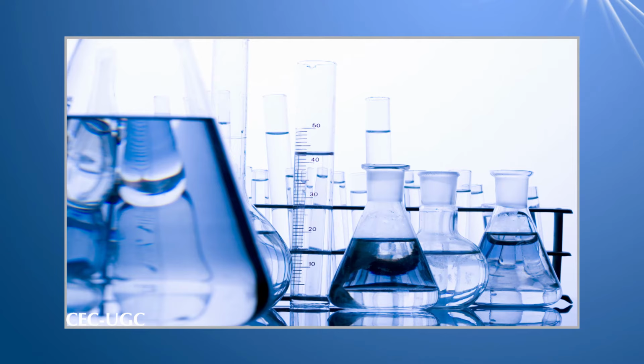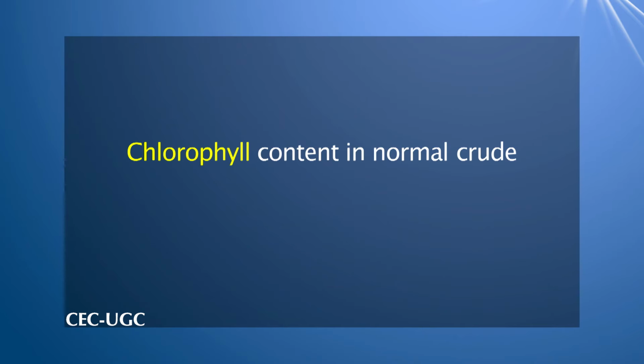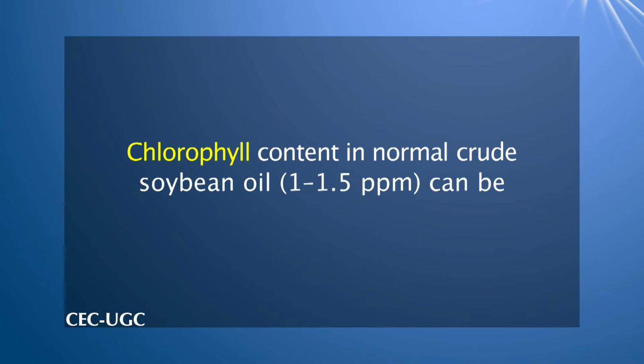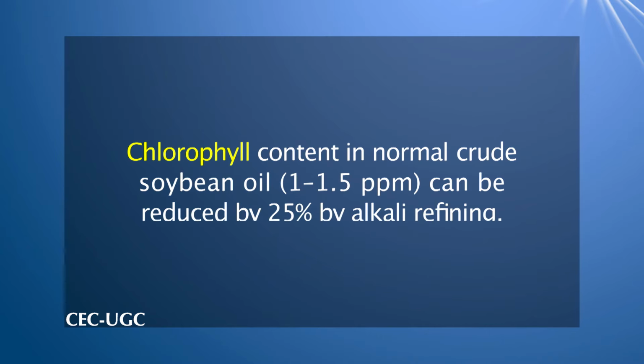Acid-activated bleaching clay is most effective in absorbing chlorophylls and decomposing peroxides, and it is commonly used for soybean oil. The chlorophyll content in normal crude soybean oil, 1 to 1.5 ppm, can be reduced by 25% by alkali refining, and bleaching with acid further reduced chlorophylls to 15 ppm.